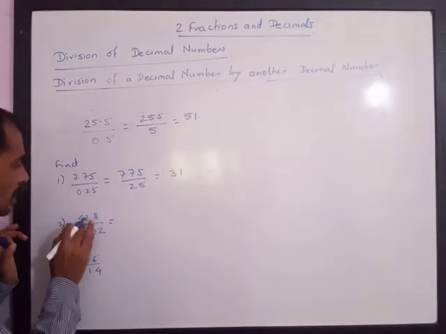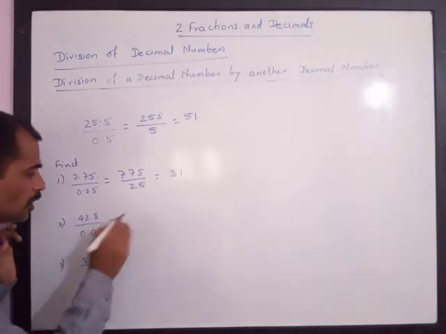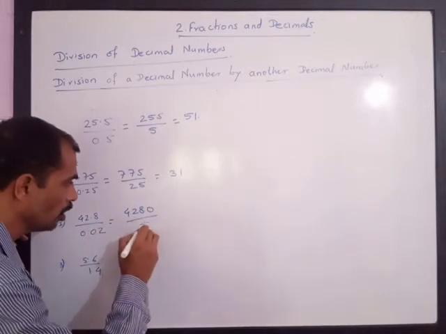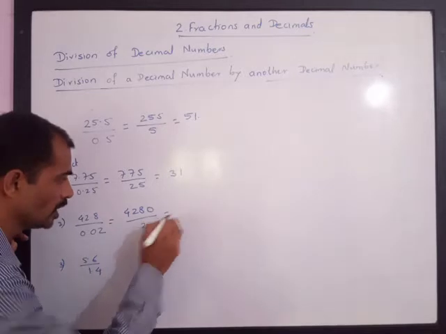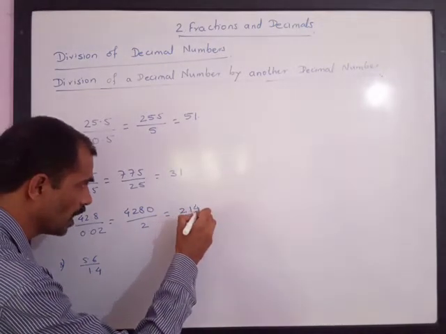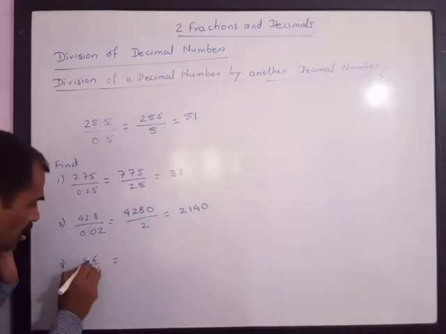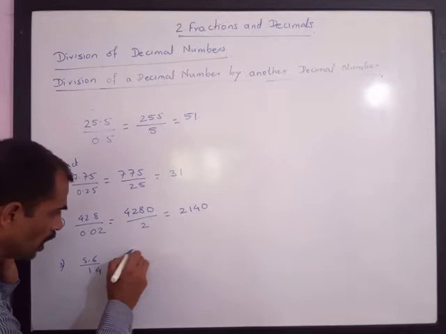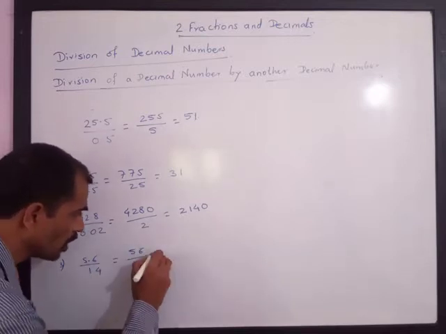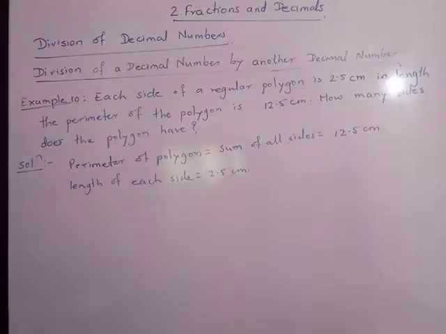Next is, you have to shift the denominator. We are having 2 decimal places, so we have to shift 2 decimal places. So this will be 4280 upon 2. This is equal to 2 1s are 2, 2 2s are 4, 2 1s are 2, 2 4s are 8, 0 as it is. Then next, here it is 5.6 divided by 1.4. So the answer will be 56 divided by 14. 14 4s are 56. So the answer is 4.